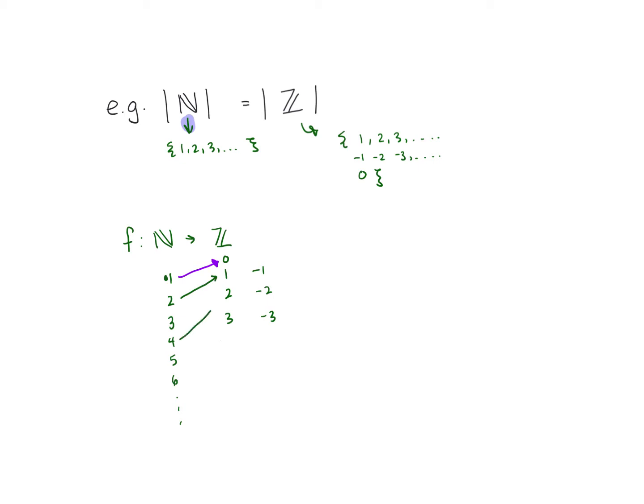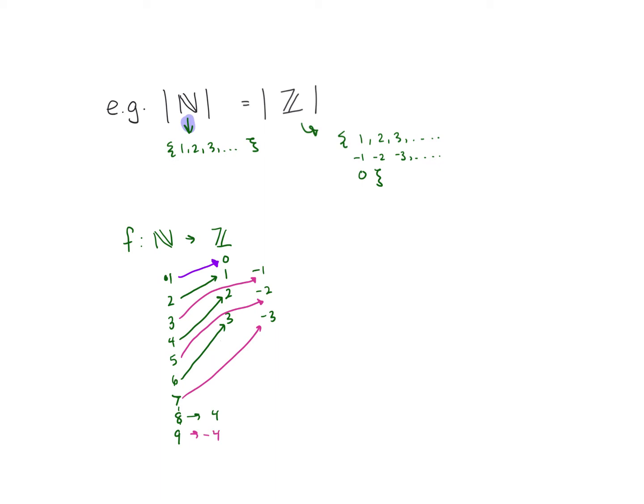and then 4 to 2. So I'm just going to sort of skip my numbers here. And that way I can send 3 to -1, 5 to -2, and then let's see, if I keep going, 7, 8, 9. 7 gets sent to -3. 8 will go to 4. 9 will go to -4, and so forth.